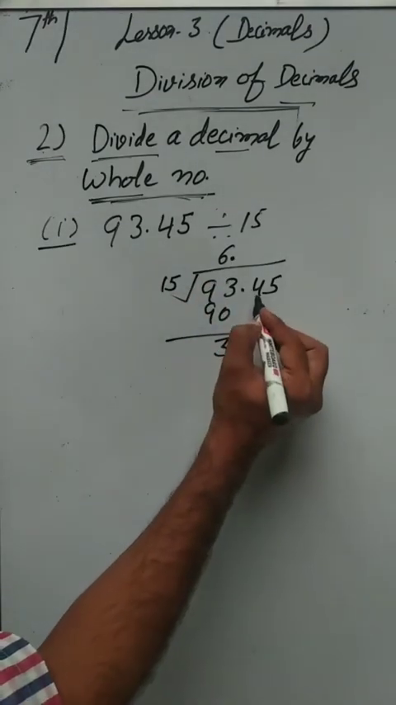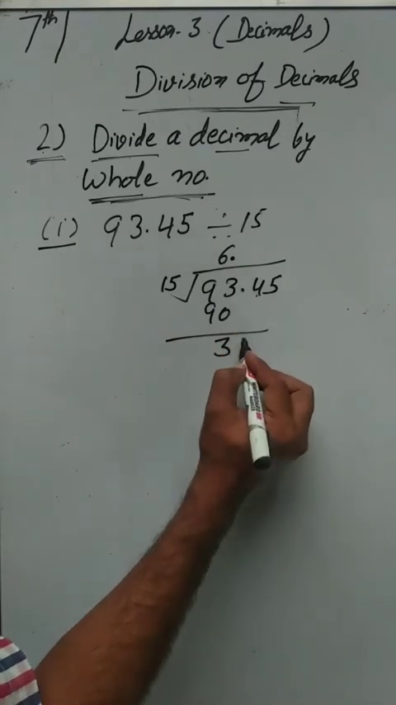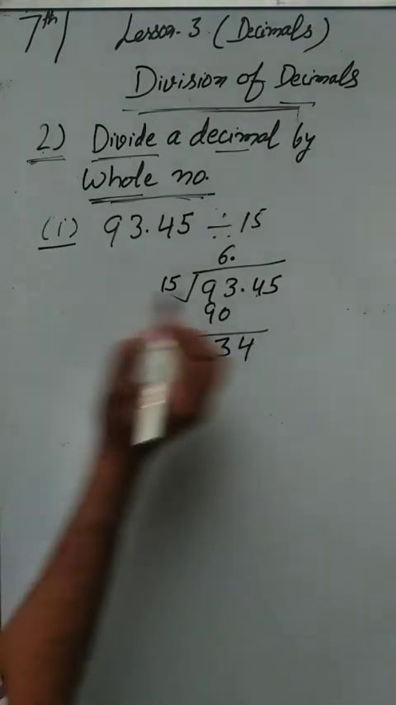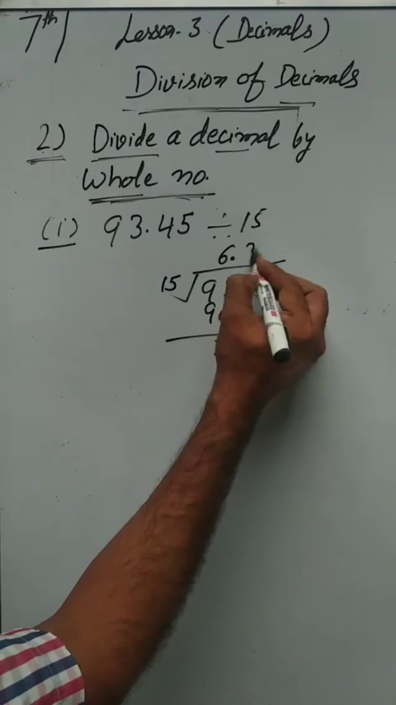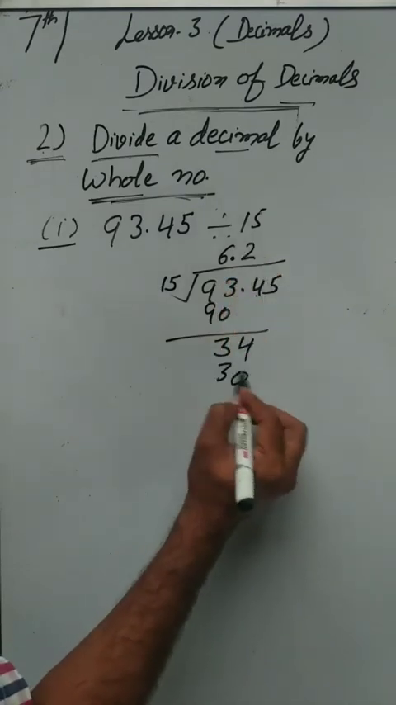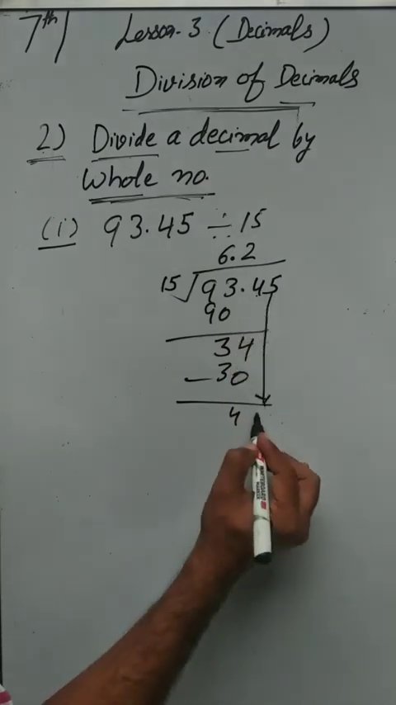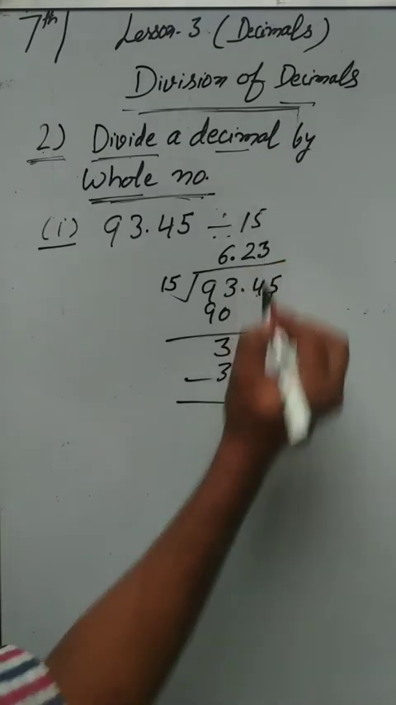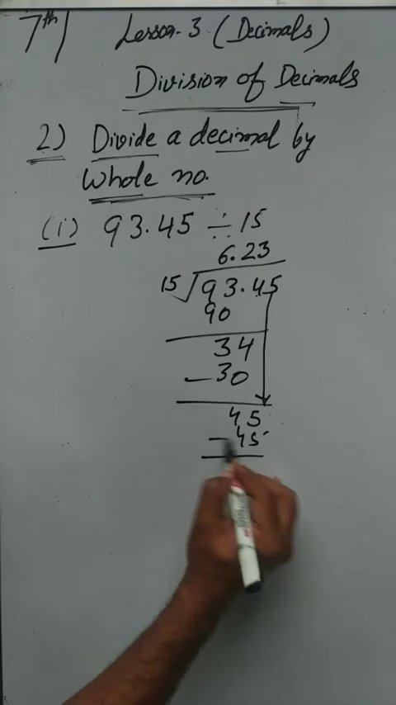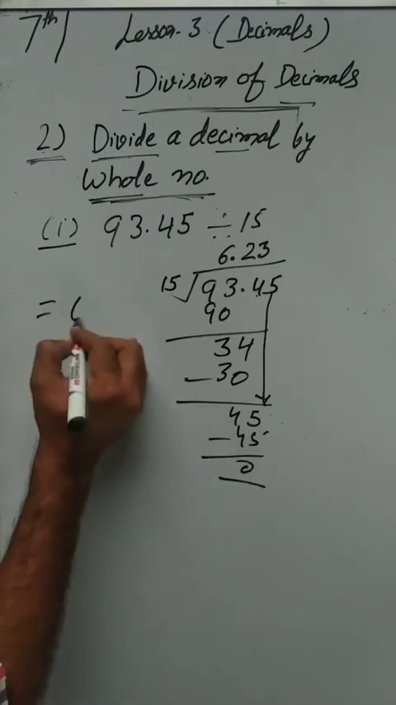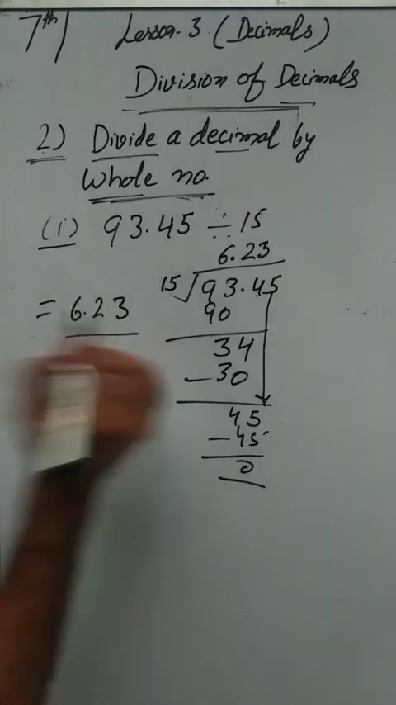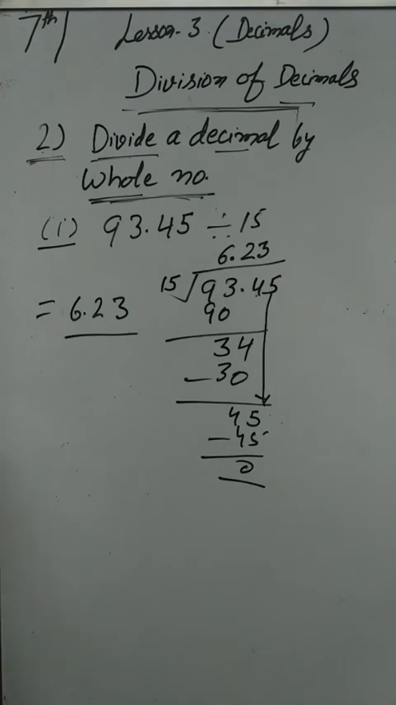Okay. Now the next digit is 4. Now 15 2s are 30. And the last digit comes down, 5. 15 3s are 45. Okay. So our answer is, beta, 6.23. Okay. Understood?